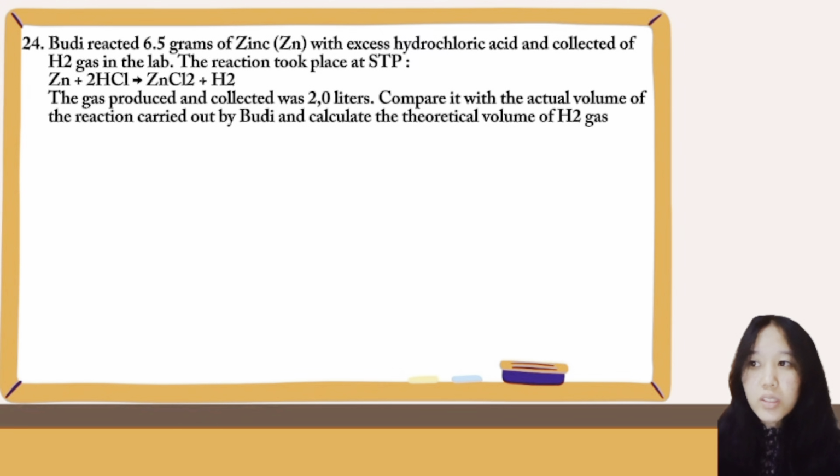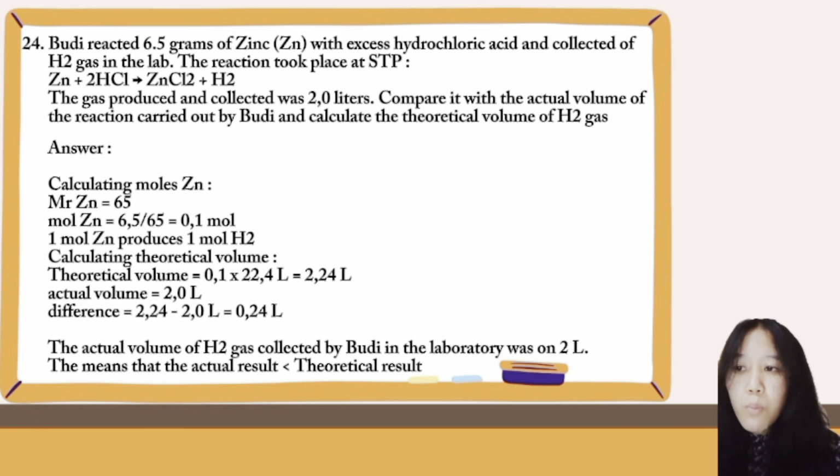Okay, the next question. Budi reacted 6.5 grams of zinc with excess hydrochloric acid and collected hydrogen gas in the lab. The reaction took place at STP: Zn + 2HCl → ZnCl2 + H2. The gas produced and collected was 2 liters. Calculate the theoretical volume of hydrogen gas and compare it with the actual volume of the reaction carried out by Budi. Okay, let's discuss it.